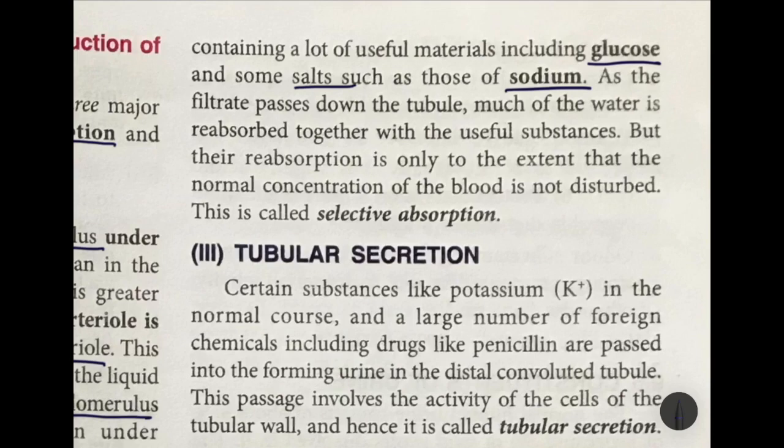The excretory substances are left in the renal tubule because they have to go out from the body in the form of urine. But remember, the reabsorption that takes place here is only up to the extent that the normal concentration of the blood is not disturbed, and this is known as selective absorption. That is, it will select only the useful substances which are required by the body, and it will not reabsorb things like urea or uric acid, which must be thrown out.